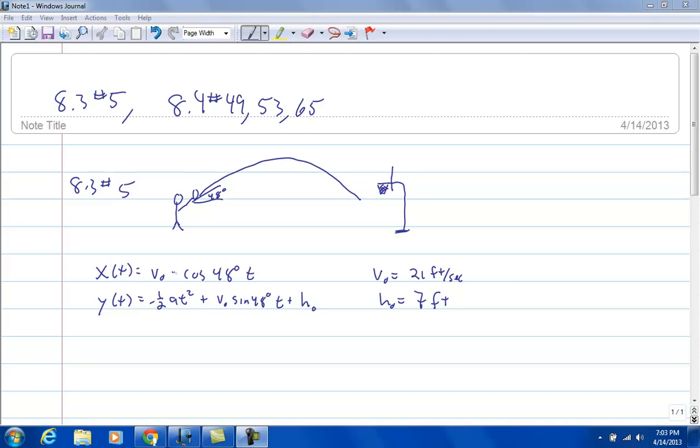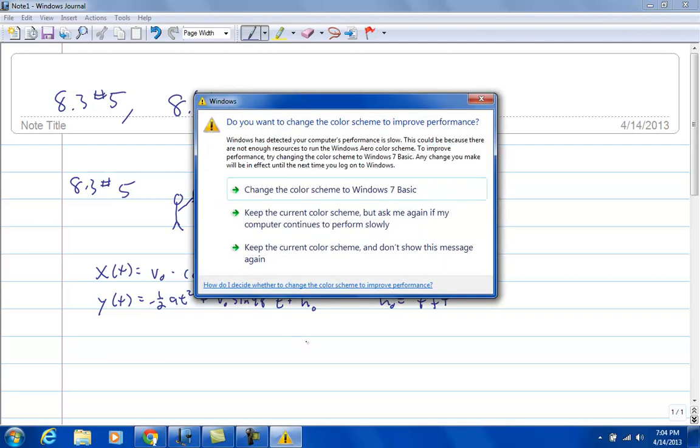X of t, that's the horizontal position, would be the initial velocity times cosine of 48 degrees times t. So it's cosine because we want this side. And then y of t is negative 1/2 g t squared plus v naught sine 48 degrees times t plus h naught. H naught is the initial height, and that's 7 feet, and v naught again is the same initial speed, but doing sine 48 gives us the vertical component there. Now this function is the standard position function for things that are falling, and this counts as something falling.